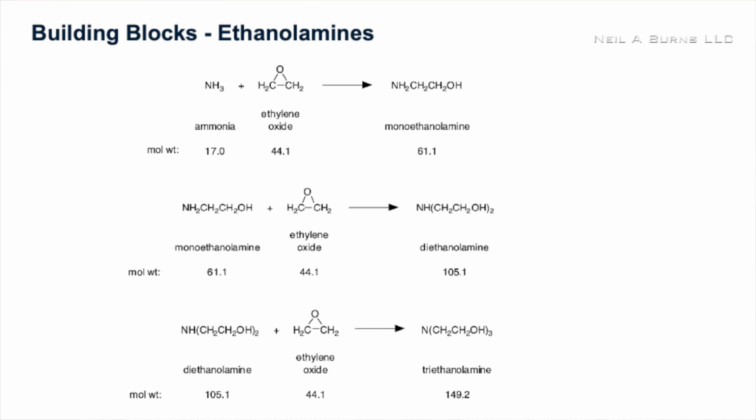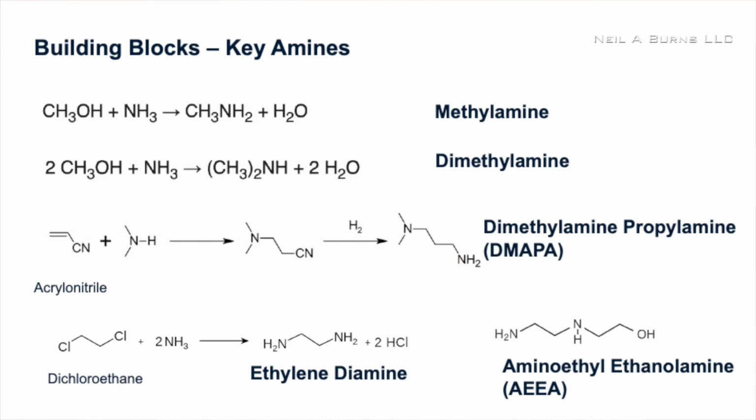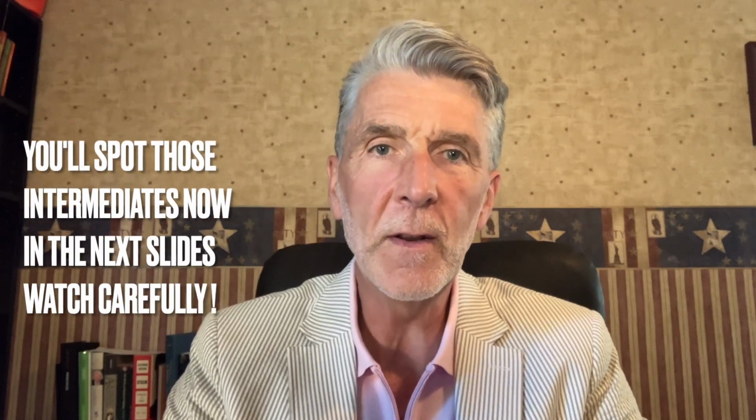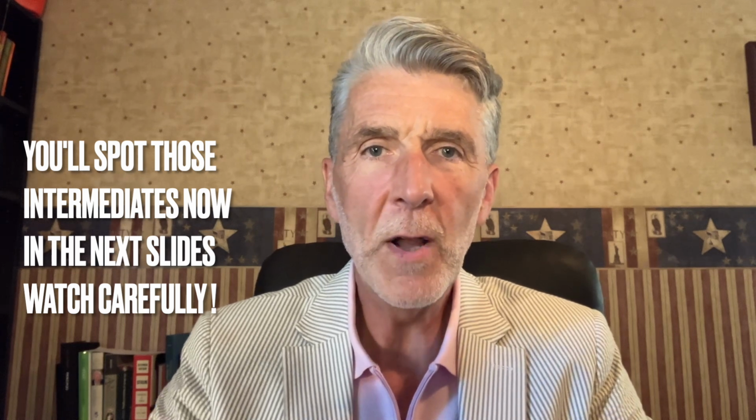the surfactant value chain. The first set of building blocks are ethanolamines: mono, di, and triethanolamine. That's ethylene oxide plus ammonia. And then the other key amine building blocks, there's a bunch of them here on this slide: methylamine, dimethylamine, AEEA, aminoethylethanolamine, and of course the famous DMAPA, dimethylaminopropylamine, all forming important starting points for a range of surfactants, as we'll look at in the next bunch of slides.